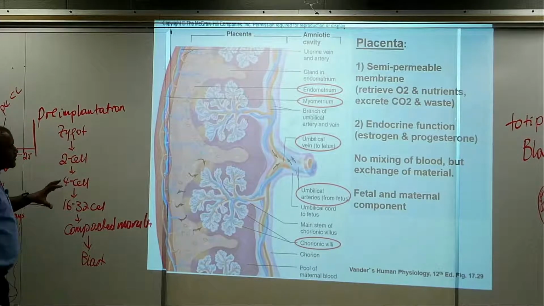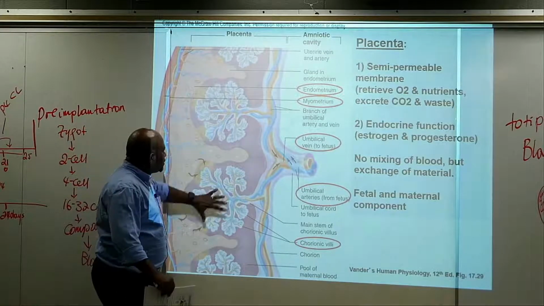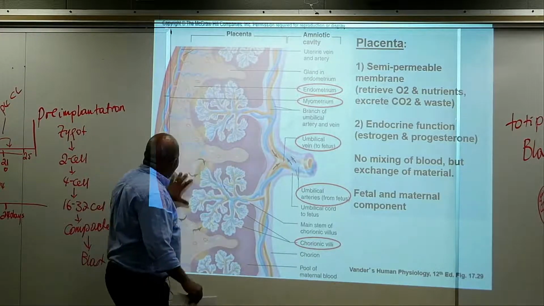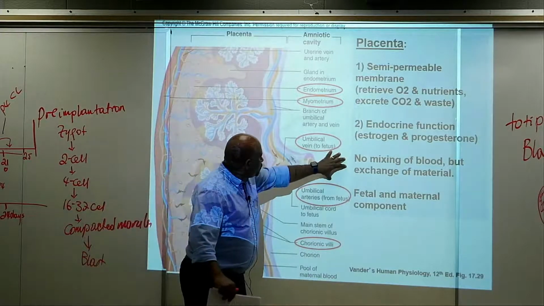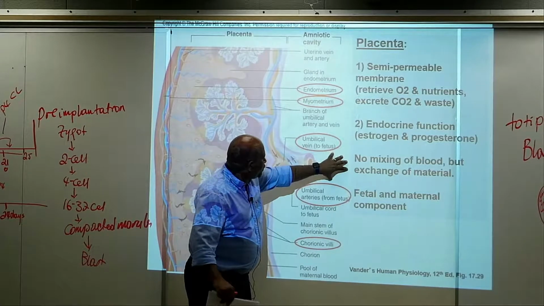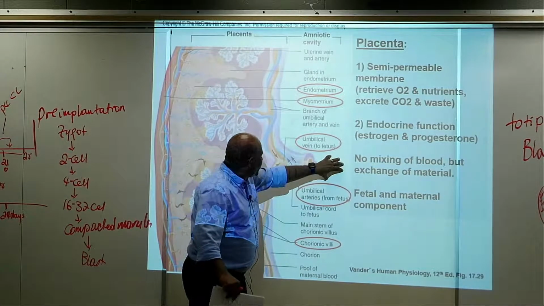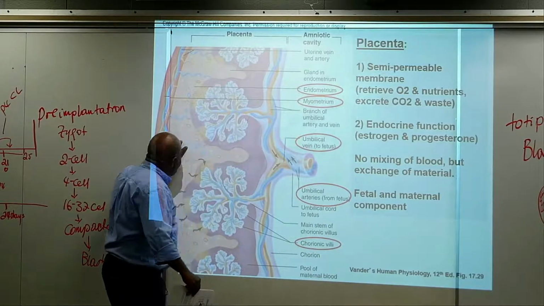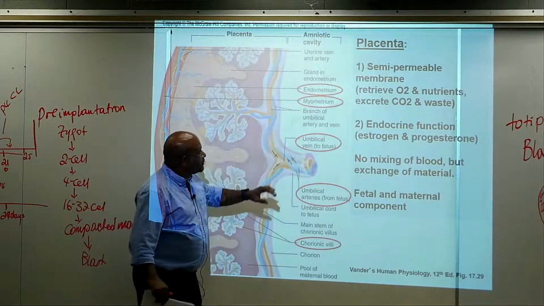When the placenta is formed, we see that it has different structures. This is the mother side, the endometrial side. This is the embryo side. We need to think that we have here the embryo, the developing fetus. So the connection between the developing fetus and the endometrial side is performed through the action of the placenta.